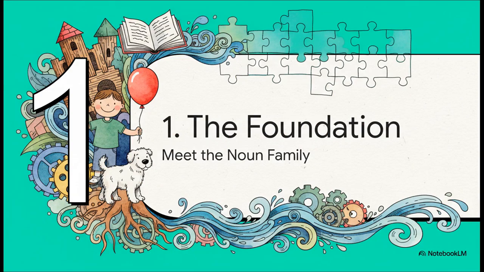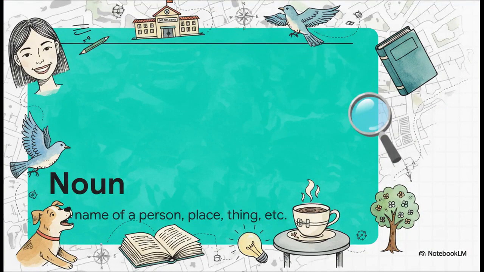First up, we've got to start with the most fundamental block of all, the noun. Think about it, you can't have a sentence if you don't have something to talk about. And that's the noun's whole job. It's the who or the what of every single story. So what is a noun, really? It's simple. It's a naming word. A person, a place, a thing, an idea. If you can give it a name, you're looking at a noun.